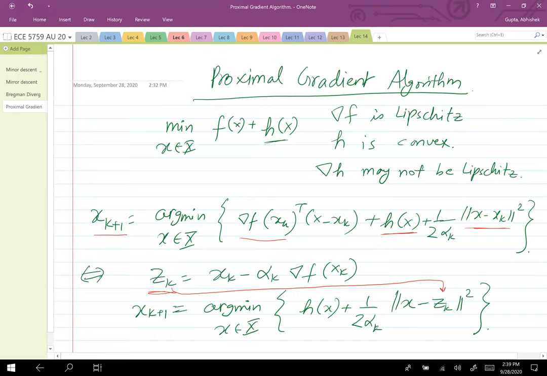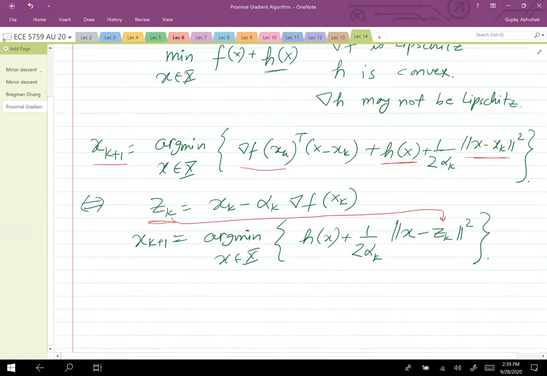Okay, and the hope is that this particular optimization is simple. If this optimization is simple, then this overall algorithm is much, much simpler than running one of the earlier methods.